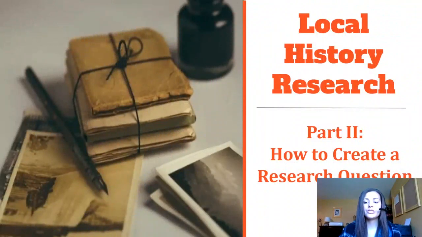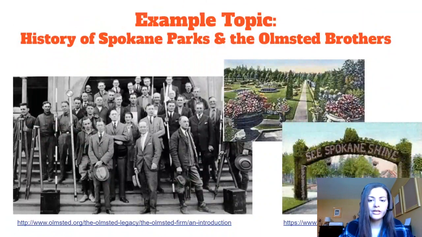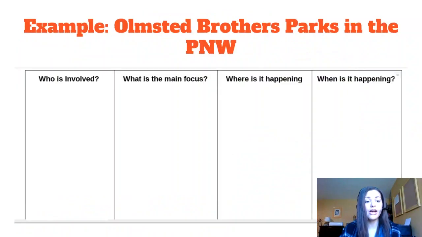In this section, we're going to be talking about the importance of a research question as well as how to create one. Now, the example that we were using in our last video was the history of the Spokane parks and the Olmsted brothers' architectures. Now, that's a really big and broad topic.